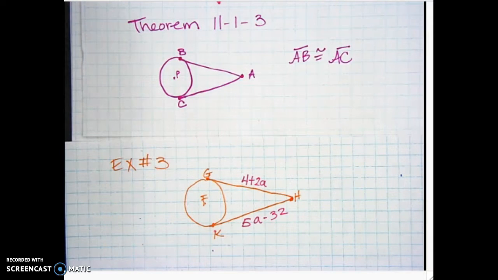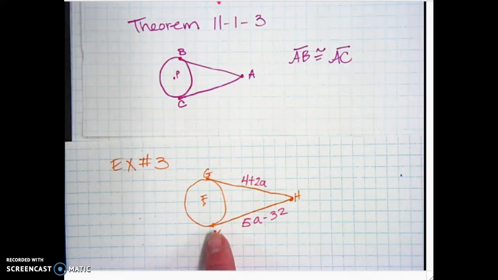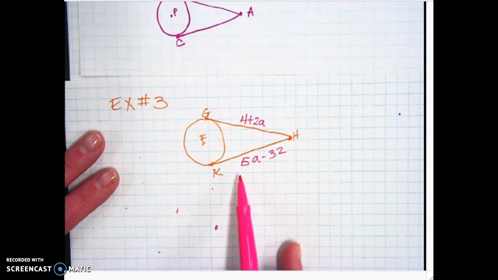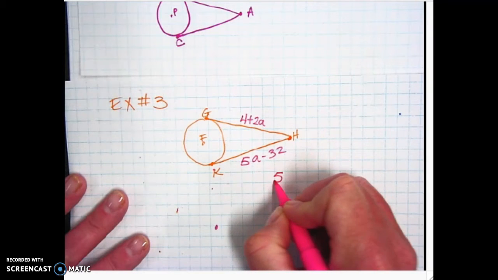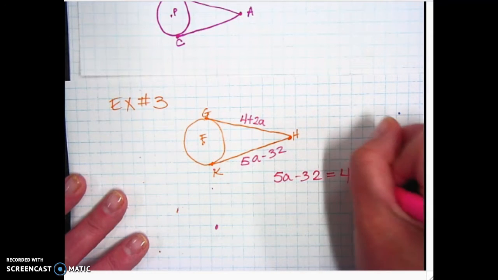Okay? So the theorem that we just learned says that these two segments are congruent, right? So if GH said 7, KH would also be 7, right? Whatever one is, the other one would be. So if it was just a number, it would be super easy. If one was 22 inches, the other one would be 22 inches. But in this case, when you have an algebraic expression, like 4 plus 2A and 5A minus 32, you just want to take those two expressions, the 5A minus 32, and set it equal to the 4 plus 2A.